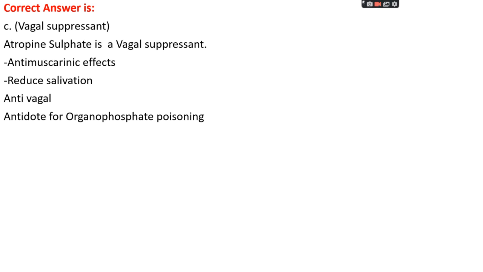Atropine sulfate is actually an anti-parasympathetic agent, that is, a parasympathetic antagonist. So it has an anti-muscarinic effect, and it is also used as an anti-salivary agent because it reduces salivation, and it is also given as an antidote for organophosphate poisoning.